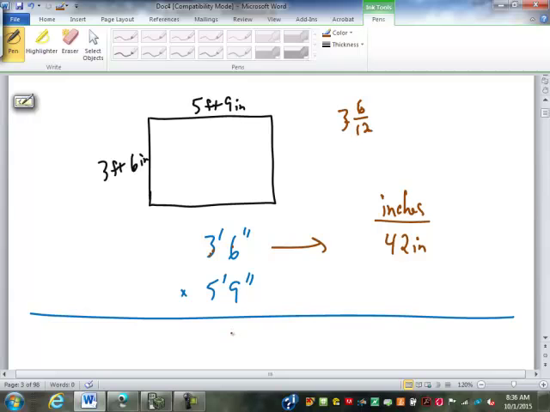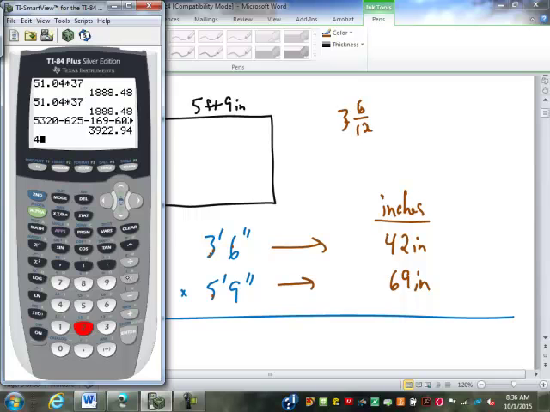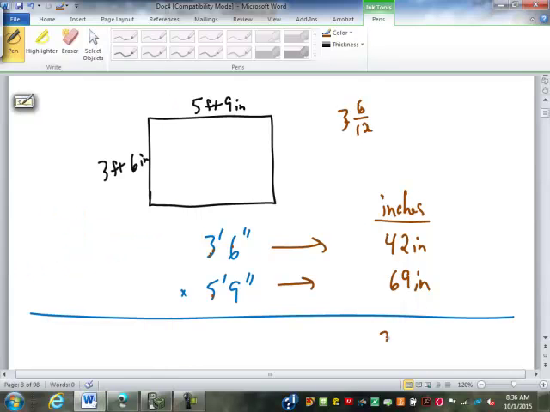So how about 5 foot 9? How many inches are in 5 feet? 5 times 12 is 60, plus 9 is 69. So it's 69 inches. So then we have 42 times 69. 2898. 2,898 square inches is the area.